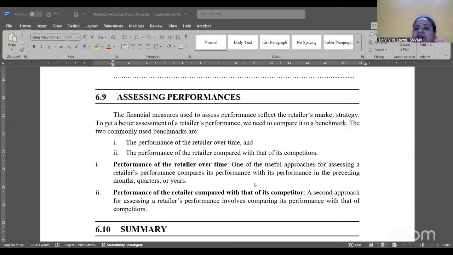Then we will look at the retail location strategy. I am stopping the share, friends. Now, when we are looking at the retail location strategy, we have to consider a few things. The first being location. What are the bases for location? What are the various options for location?